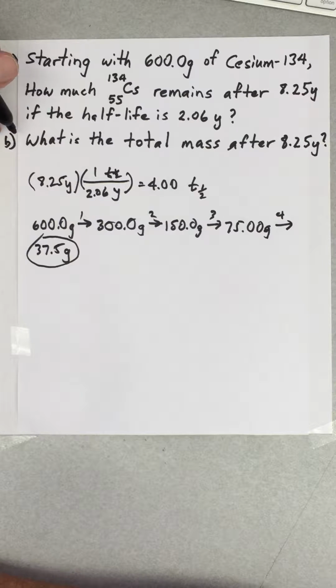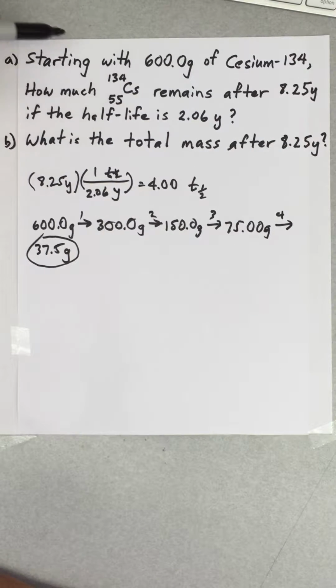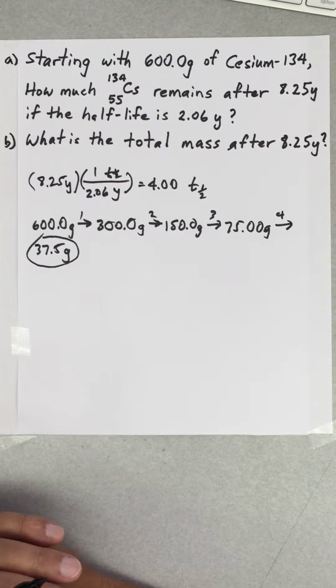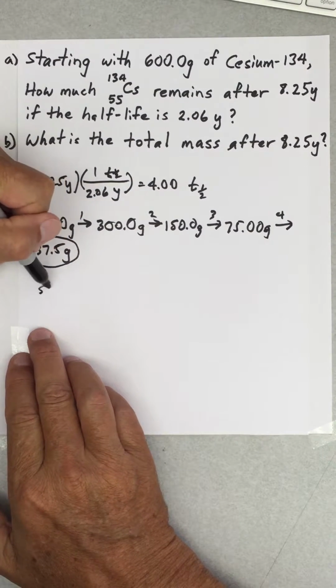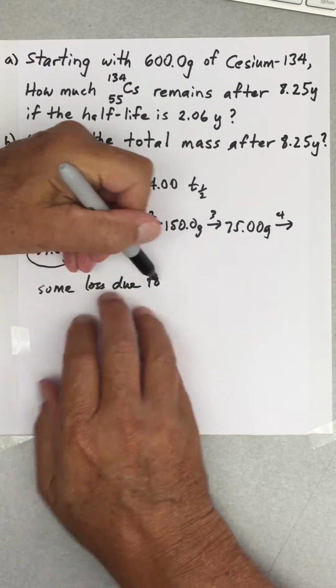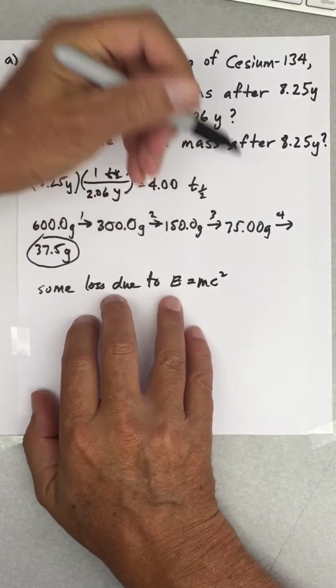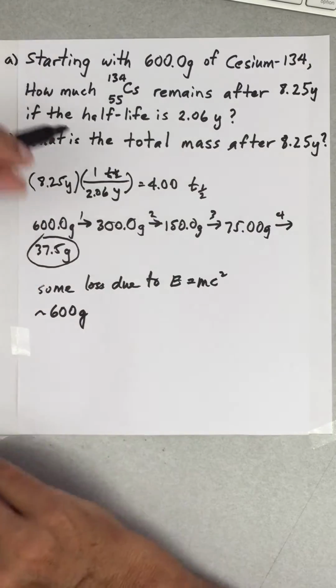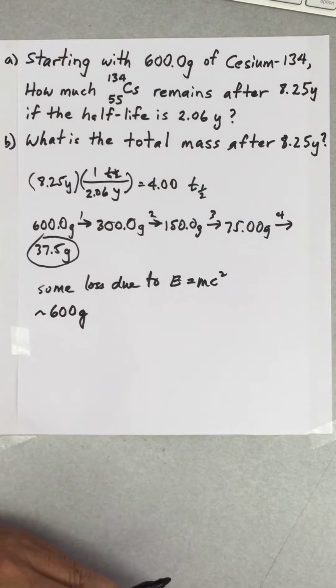So the second part is, what is the total mass after this period of time? So we started off with 600 grams. If I had 600 grams in a box, after these 4 half-lives I would still have about 600 grams in the box. Some mass loss due to E equals mc squared, but not much. So I would just tend to put about 600 grams. I'm not going to force significant figures like I have here, because I don't really know how much, but it'll be a small amount.